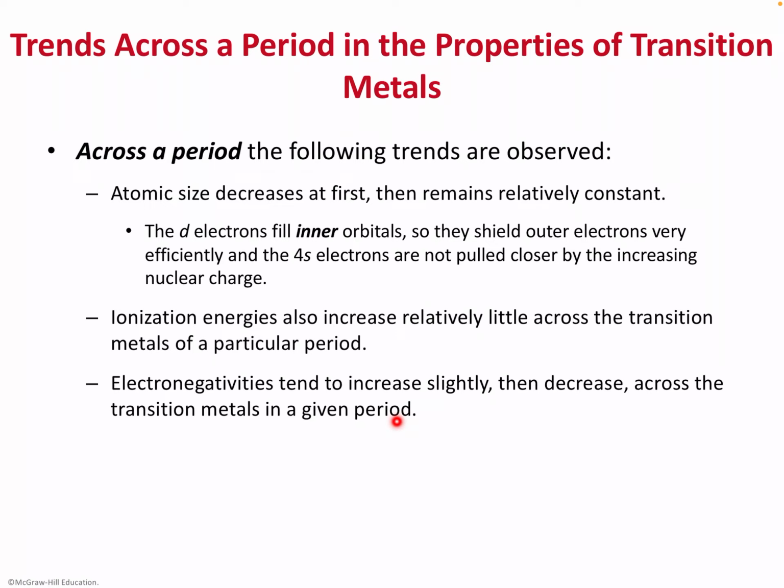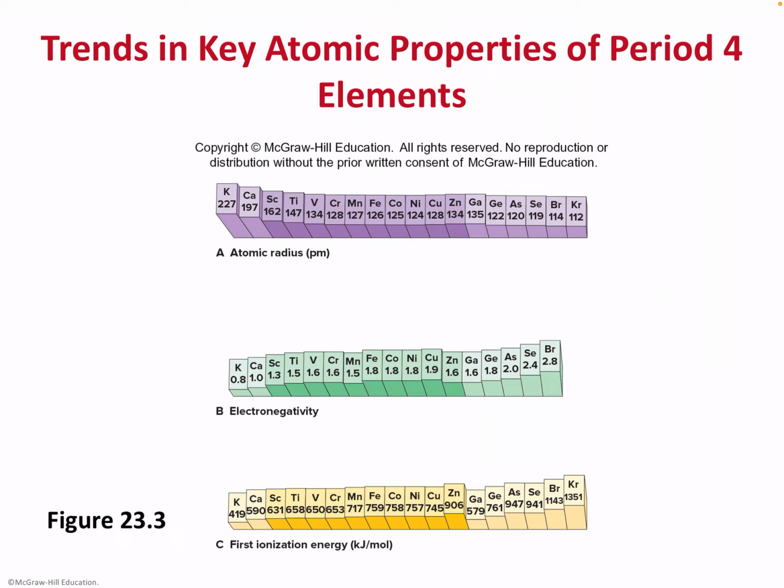But in the main group elements, we have seen a significant change in the size of the metals, ionization energy, and the electronegativity. But for these transition elements, since the d orbitals are the ones being filled, the change is not much. So these are the 3 periodic properties. Atomic radius, you see it starts decreasing at the beginning and then it just remains a little constant.